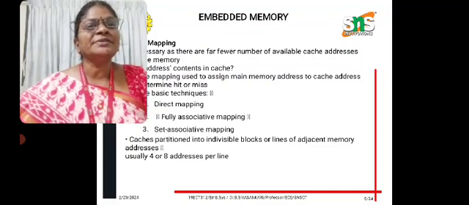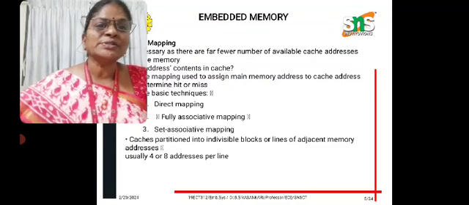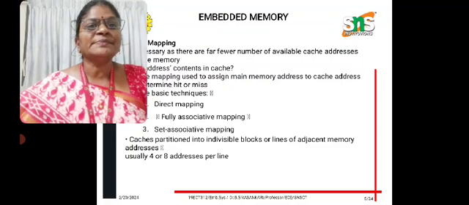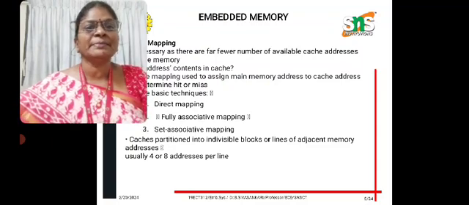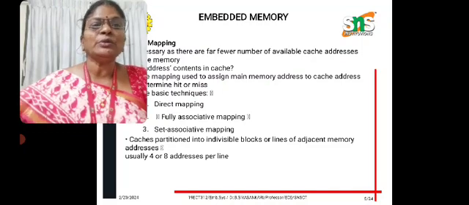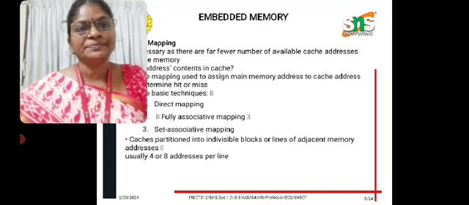Okay, so mapping is necessary as there are far fewer available cache addresses than memory addresses. The basic techniques are direct mapping, fully associative mapping, and set associative mapping. Caches are partitioned into indivisible blocks or lines of adjacent memory addresses, usually 4 or 8 addresses per line.